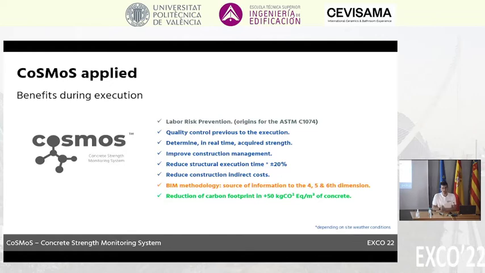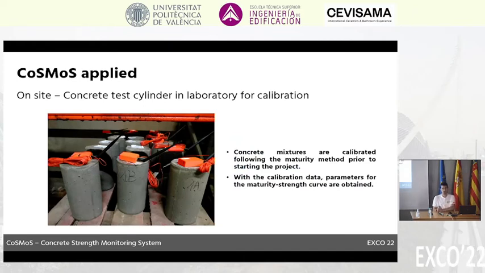So to put it into practice, what do we need to do in the field? First of all, as I said, do the calibration in laboratory. Based on the ASTM 1074, we have a method to prepare some concrete samples, put them in laboratory, monitor them, and start breaking them and assessing their strength at different ages.